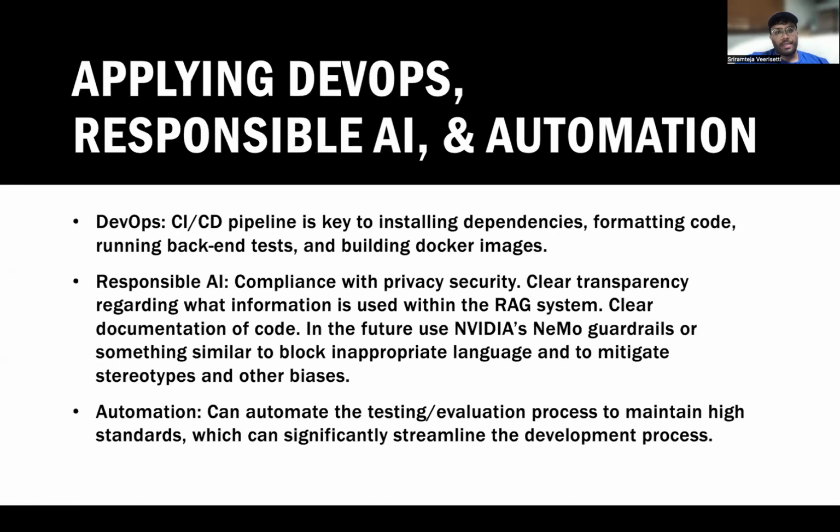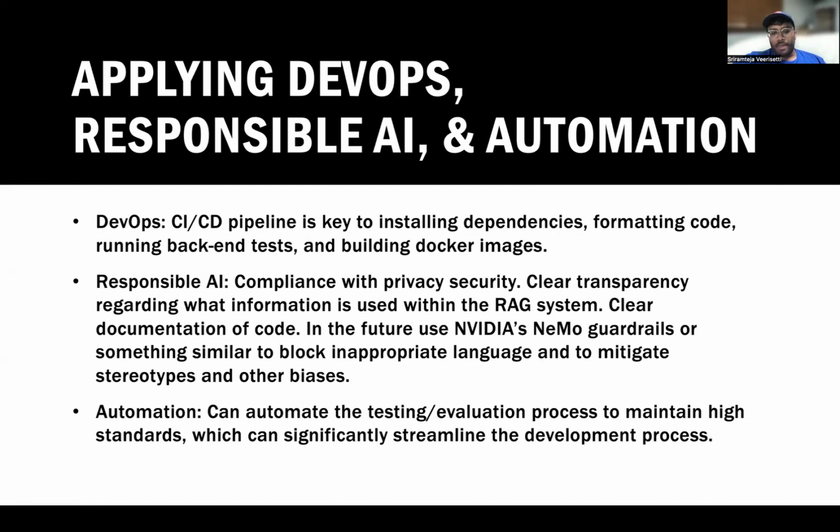I wanted to jump right into the prompt for this week. So when applying DevOps, responsible AI, and automation, there are a couple of key challenges as well as pros to utilizing these concepts. So for DevOps, the CI/CD pipeline, I think is very, very important to install those dependencies, format code, run backend tests, and build Docker images for my particular application. I think the main advantage of the CI/CD pipeline is that it automates a lot of processes, which speeds up the development process and gets you to actually deploy the application much quicker.